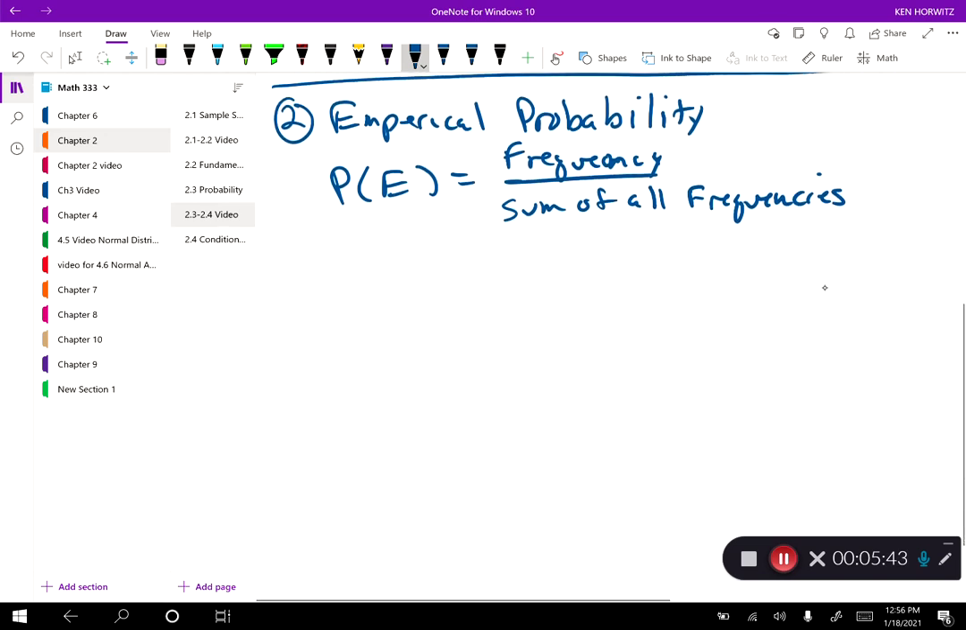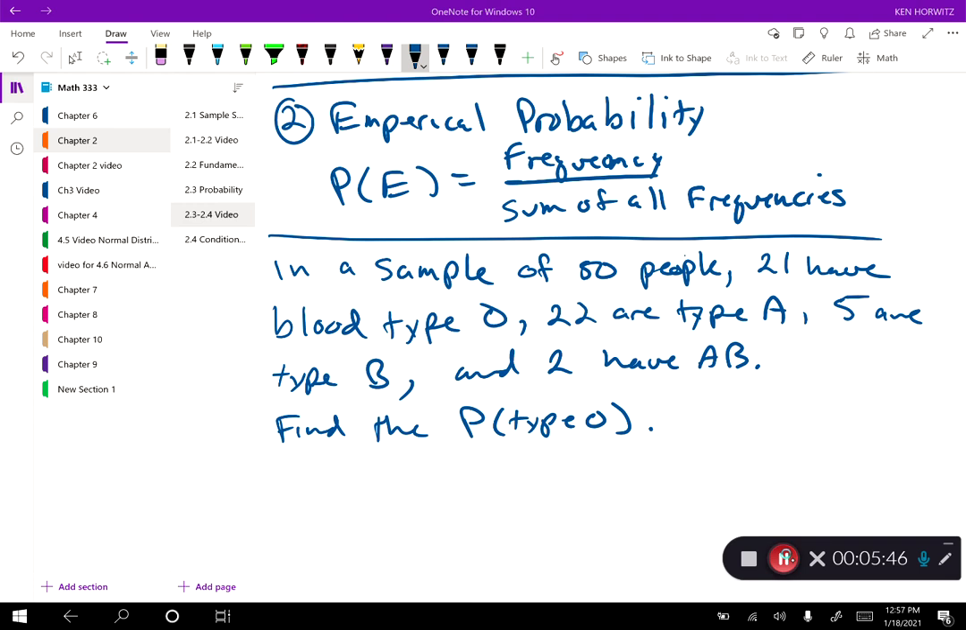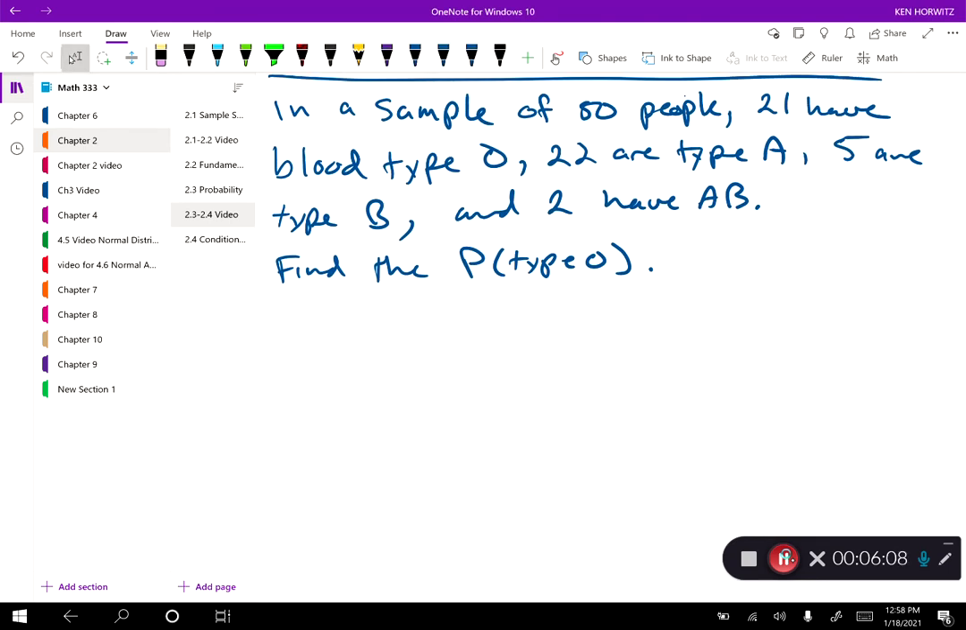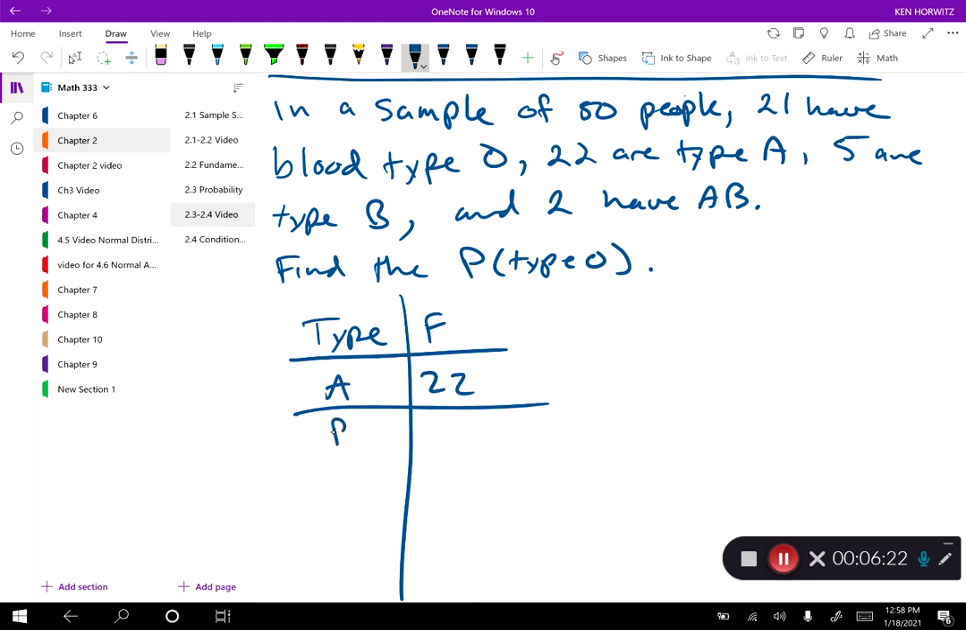All right, so let's try an example. Right, in a sample of 50 people, 21 have blood type O, 22 have blood type A, 5 are type B, and 2 have type AB. The question is, find the probability of type O. Right, now this is empirical because we have data, right? So I'm going to set up a chart just to help me organize my data and frequency. So I have A is 22, B is 5, O is 21, and AB is 2. All right.